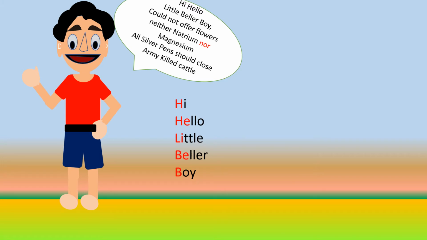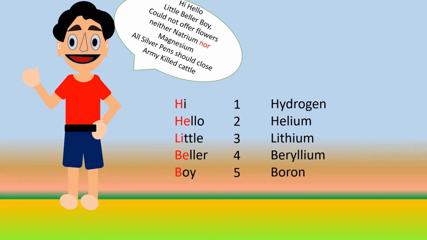These are the elements from atomic number 1 to 5. We have H, that is a symbol of hydrogen, He for helium, Li for lithium, Be for beryllium and B for boron.